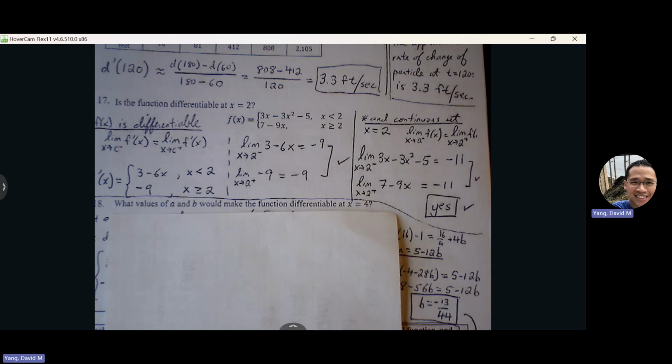It says, what values of a and b would make the function differentiable at x equals 4? So now we want continuity without knowing what a and b are. So our strategy here is we're going to set the two expressions equal to each other to force them to be continuous. And also we're going to set their derivatives equal to each other to force them to be differentiable. And then with those two equations, we should have enough information to solve for a and solve for b. So here's 18.